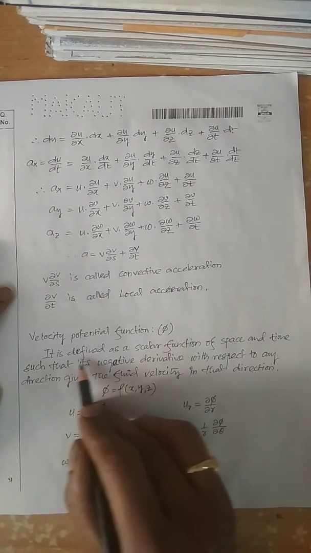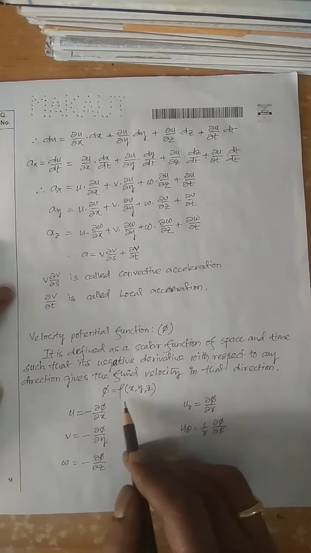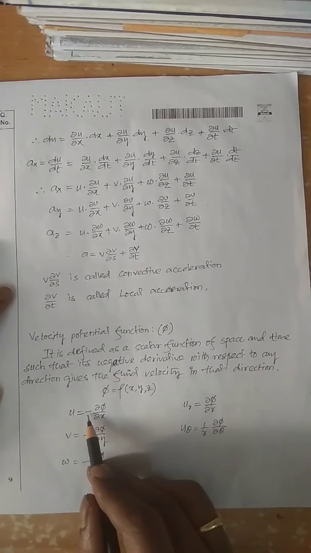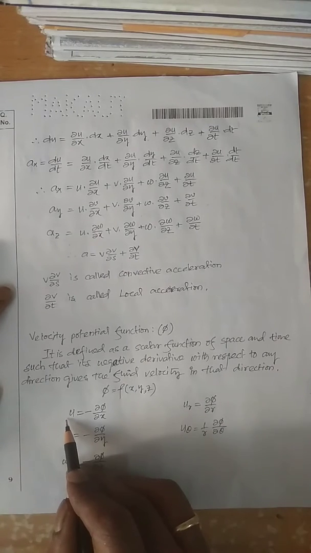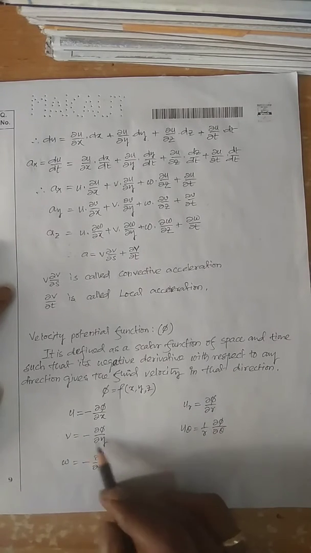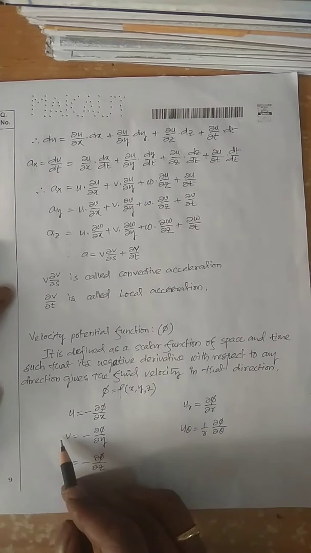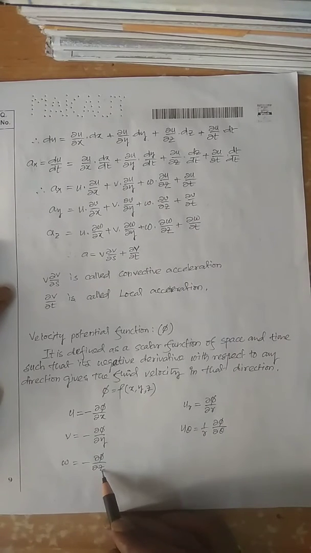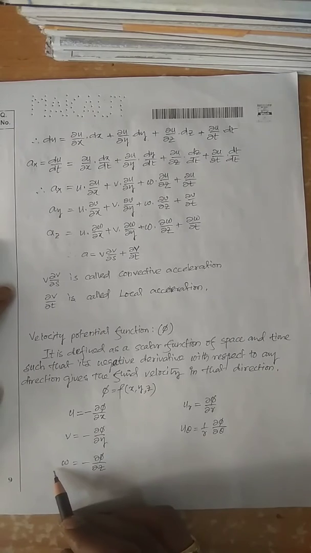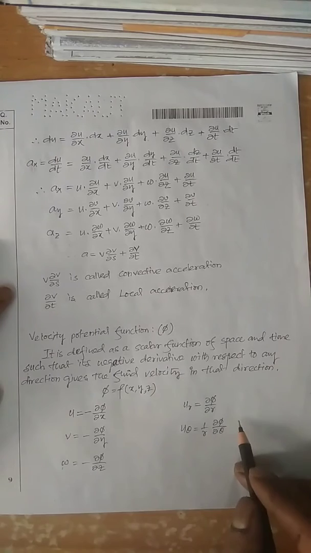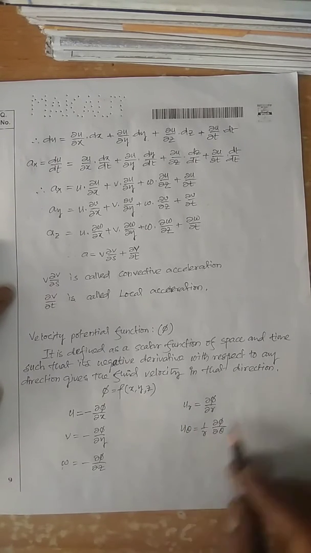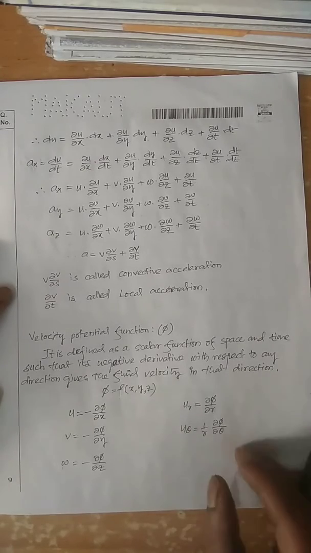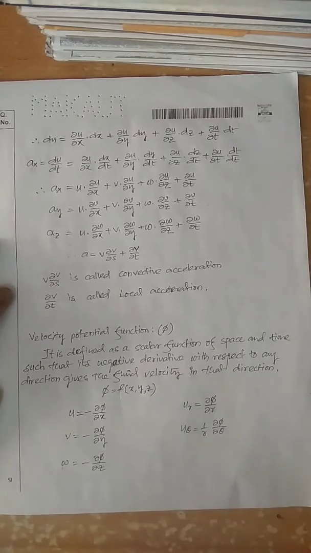It is defined as a scalar function of space and time such that the negative derivative along the x direction gives the velocity along the x direction, that is u. Negative derivative along the y direction gives the velocity along the y direction, and negative derivative along the z direction gives the velocity along the z direction. Similarly, this is the polar coordinate: ur is the radial velocity and u theta is the tangential velocity.